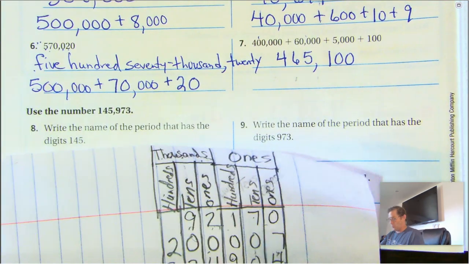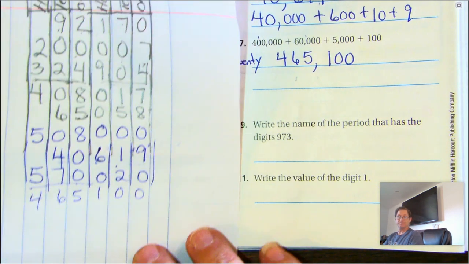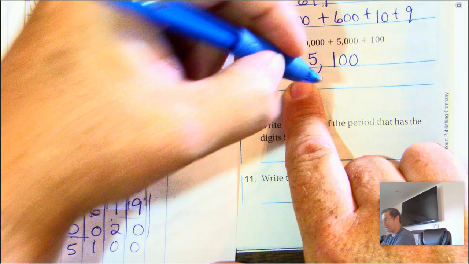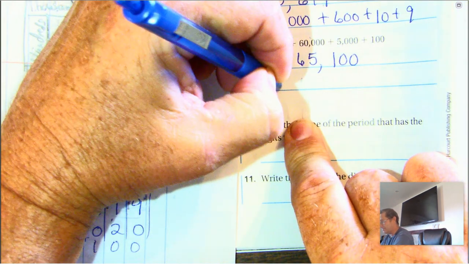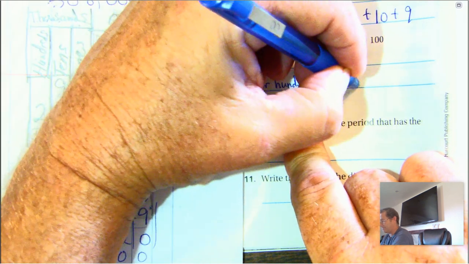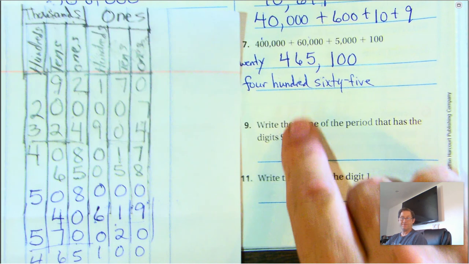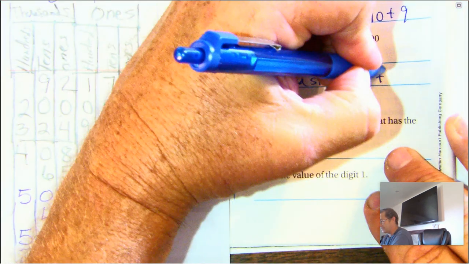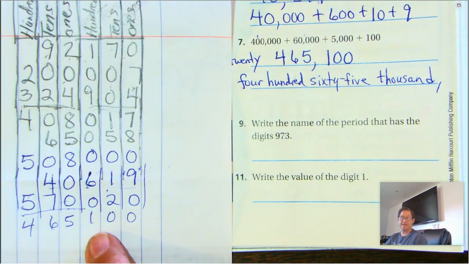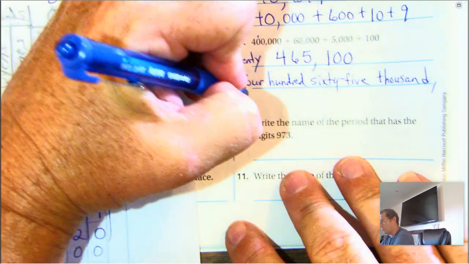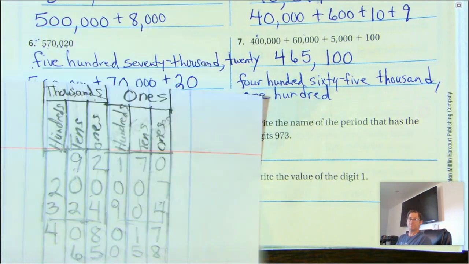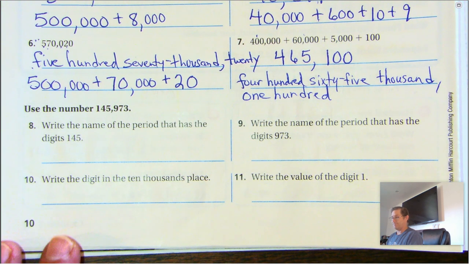So how do we write that in words? We're going to start with the first 3 digits, and we're going to say 465. 465 are in the thousands period, so 465,000. And what's the last period? Just 100. So write 100. All right, number 8.